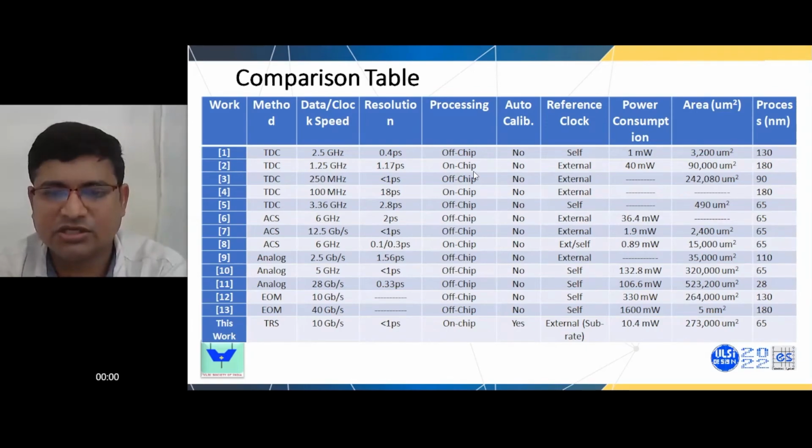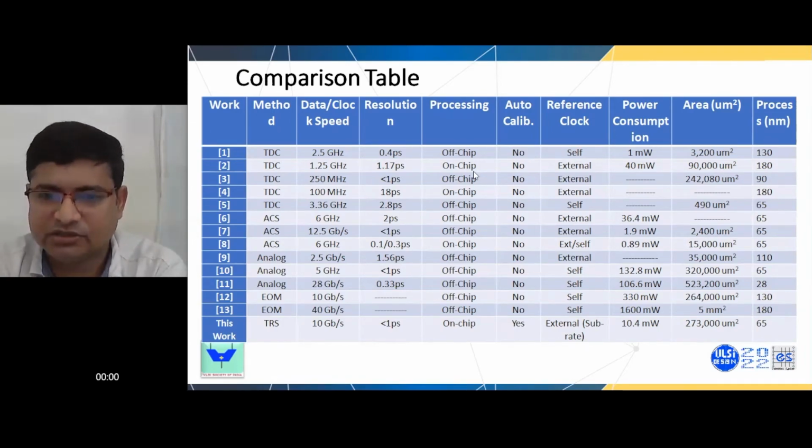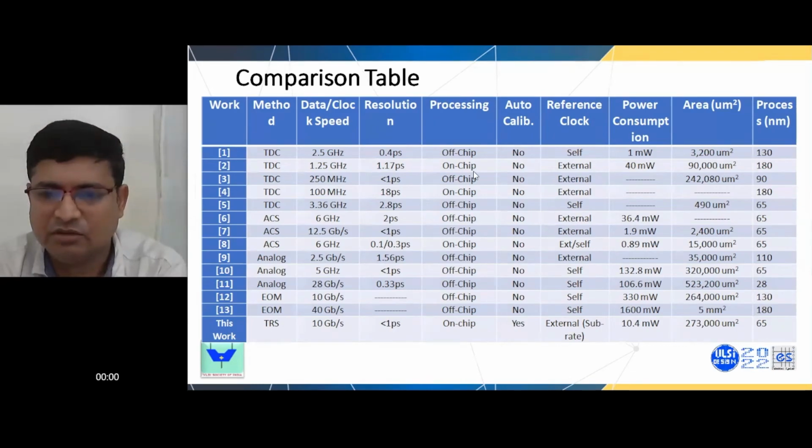And the processing is completely on chip. That means nothing is off chip. Almost all components, everything is inside the chip we are measuring. And auto calibration is added. In this circuit we have not shown that, but it's actually added in the complete circuit. We are also using a reference clock, but that is a sub-rate clock, a sub-multiple of data. So that reduces the power consumption and the complexity.